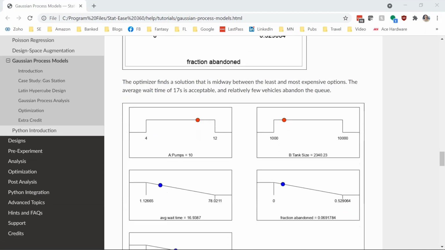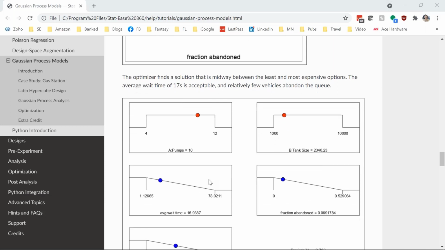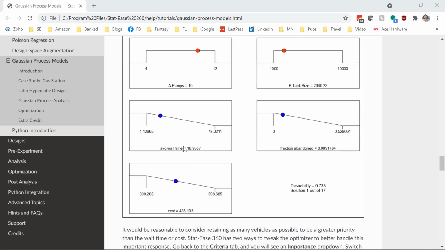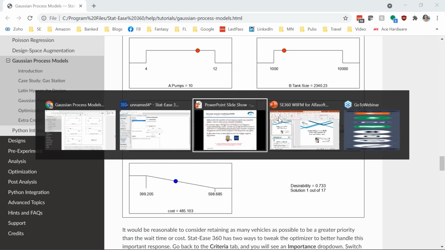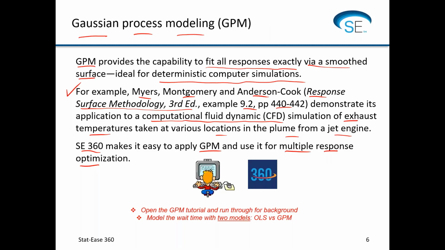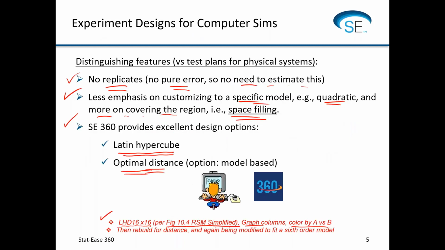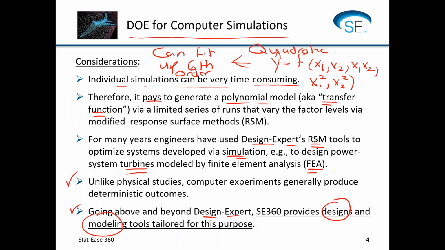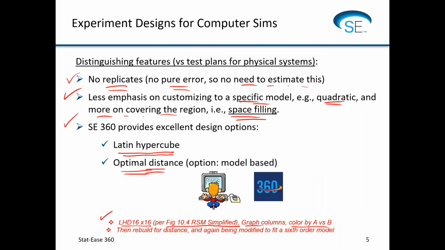And in this case, the optimizer finds a solution that says 10 pumps, a certain size for the tank. And that should give you overall, well, cost needs to be considered as well. So the tutorial brings it to a head, with all the responses considered. So that gives you a run through of tools that are used for DOE on computer simulations with deterministic outcome.